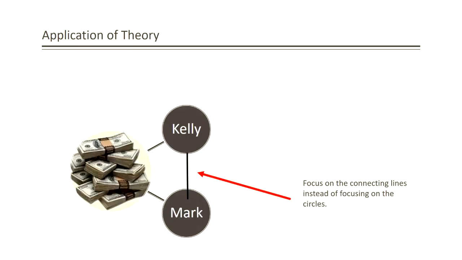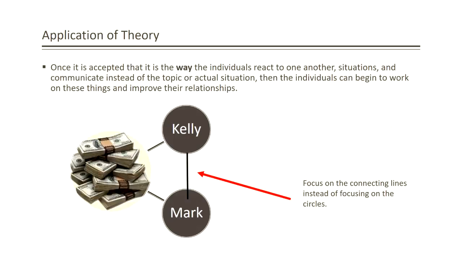And here you can see a depiction of a family system. Once it's accepted that the way the individuals react to one another is more important than the topic or the actual situation, the individuals can begin to work on these things and improve their relationships. For instance, it doesn't matter what is in the circle where the money is. This could be children, it could be money, it could be jobs, it could be the house, it could be anything that in this instance the husband and wife are fighting about. But what you would want to focus on is those lines connecting the circles, not what's in the circles.